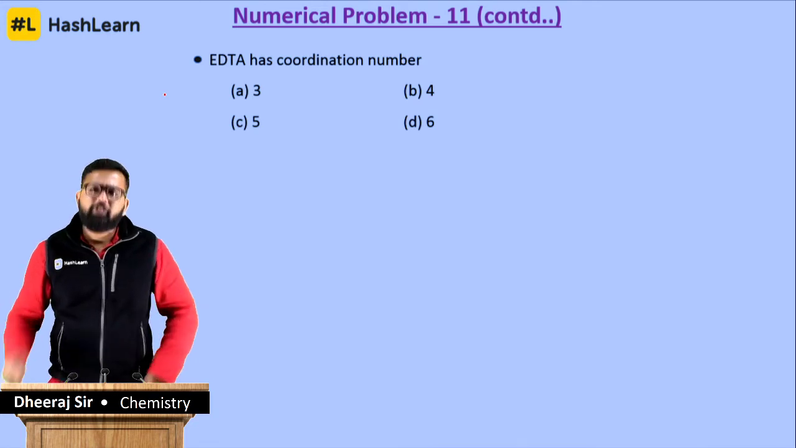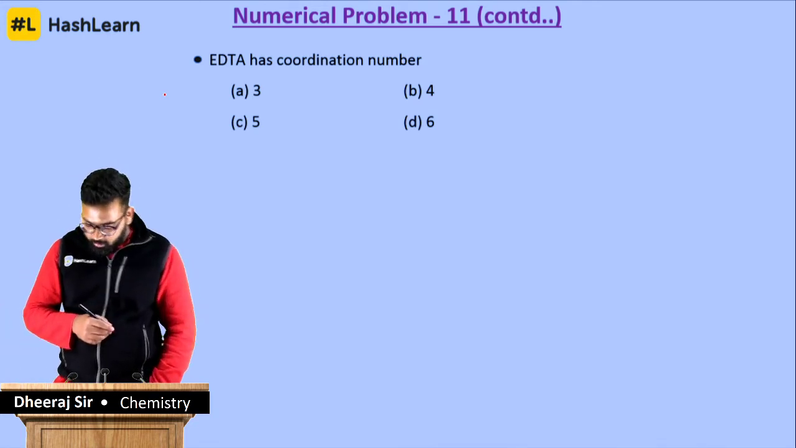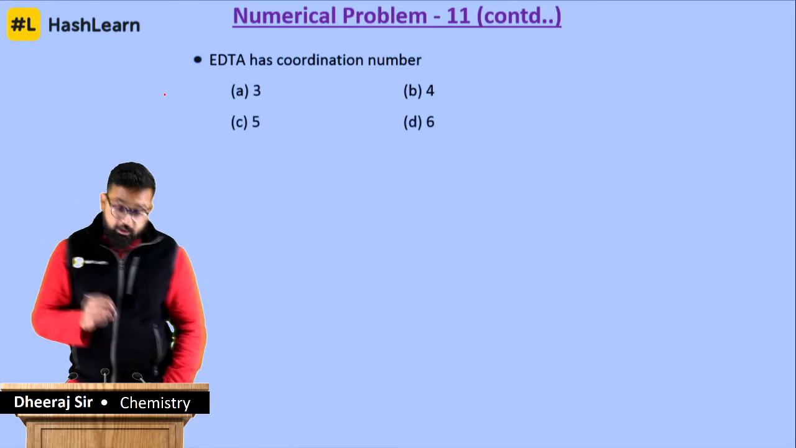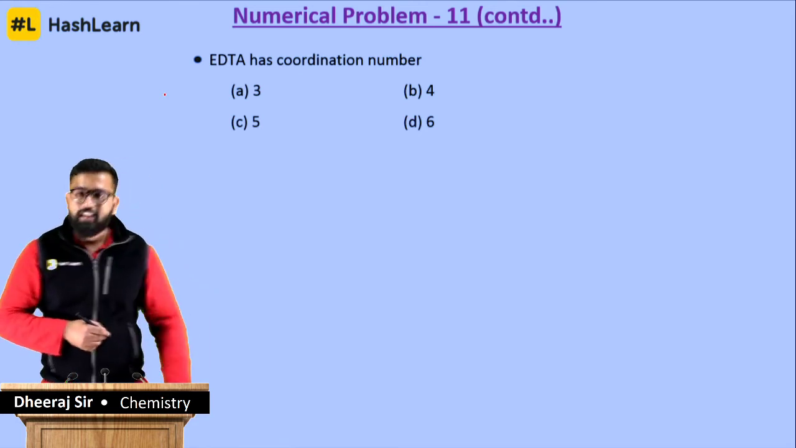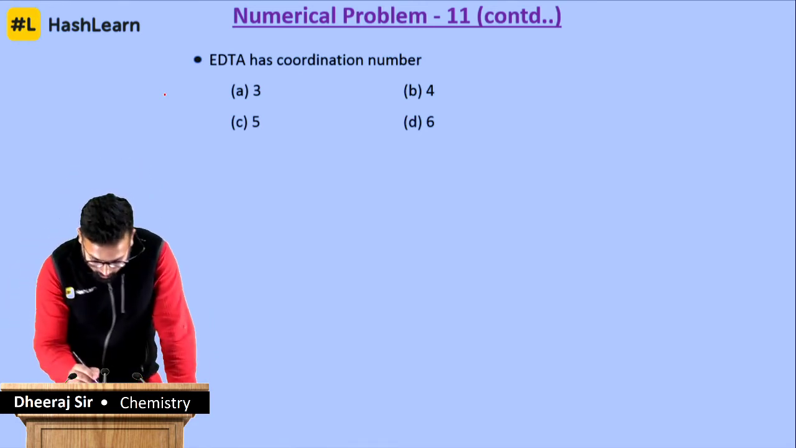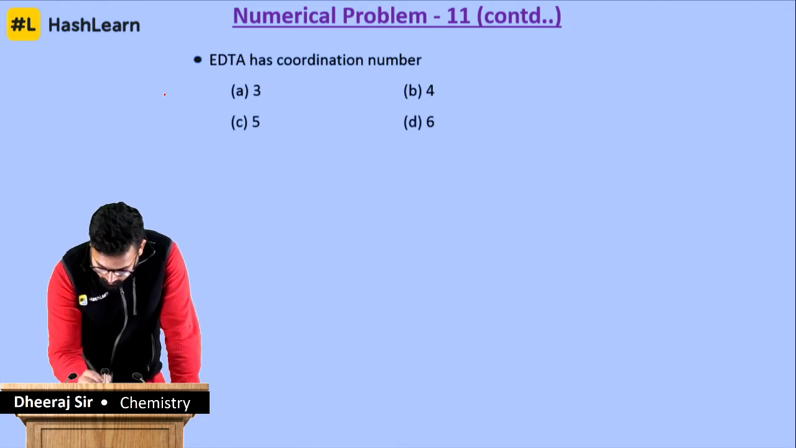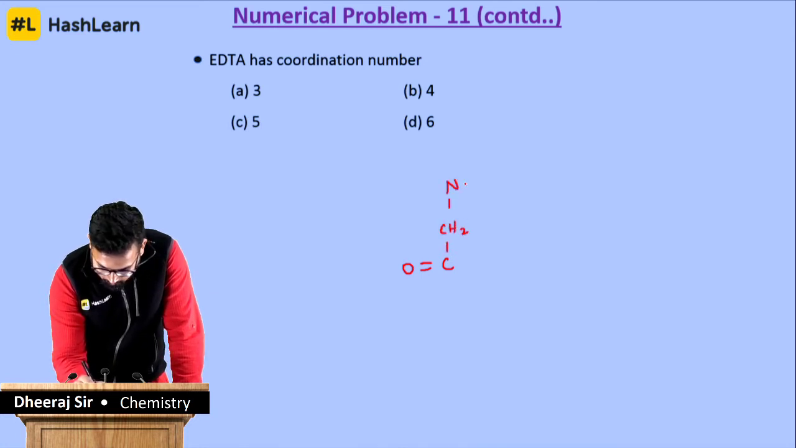So let me give you the structure. Based on the structure, you should be able to give me the answer. I'll give you a little modified structure. The structures are right either way. We'll see how it goes. So it's simple. C double bond O, CH2, N, CH2.